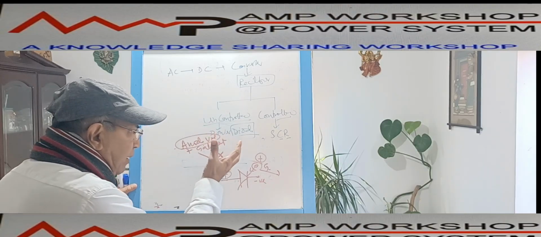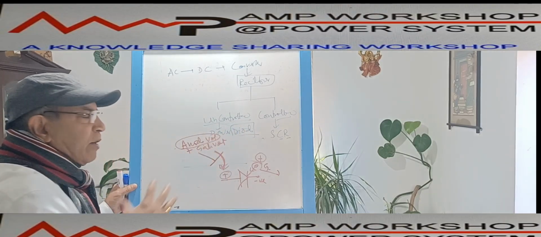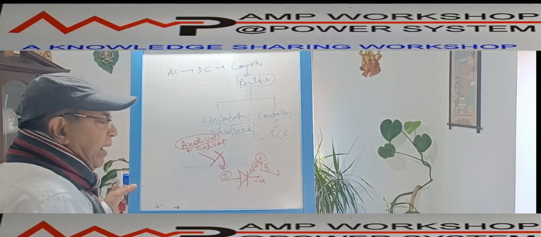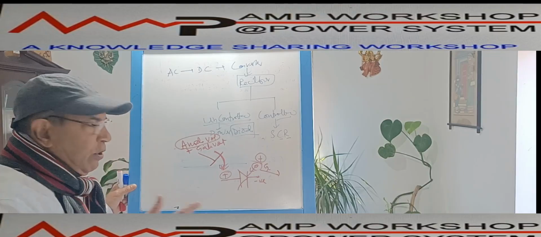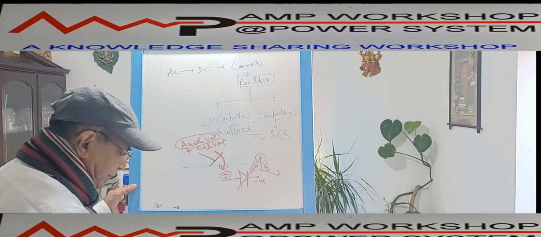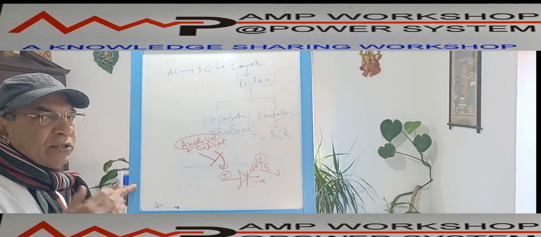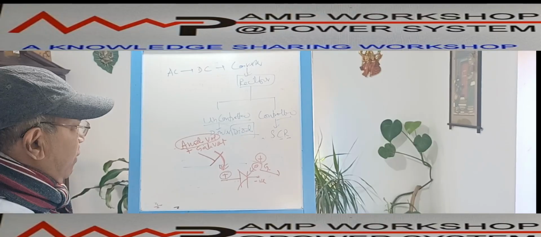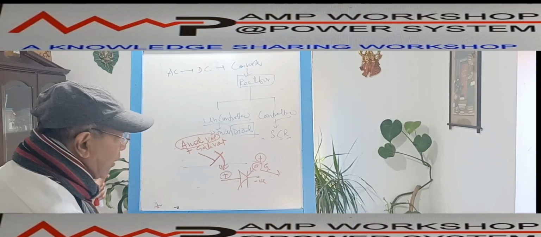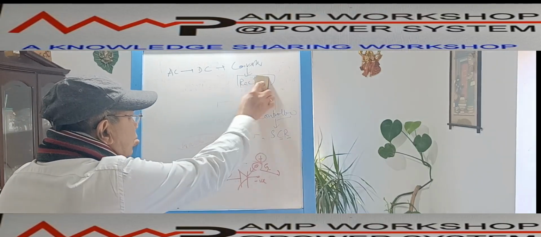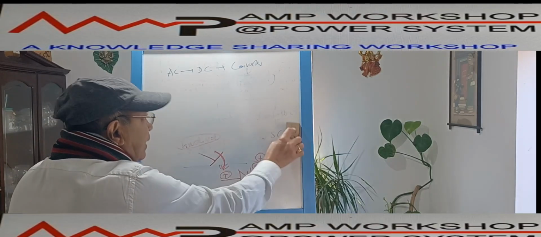But in the case of a diode, we don't have any control. But in the case of SCR, we have an additional control for switching on, that is the gate terminal. So when we use SCR in the rectifier, we call it a controlled rectifier, and when we use a diode, we call it an uncontrolled rectifier. Okay, so now we will go into the rectifier using diode first.